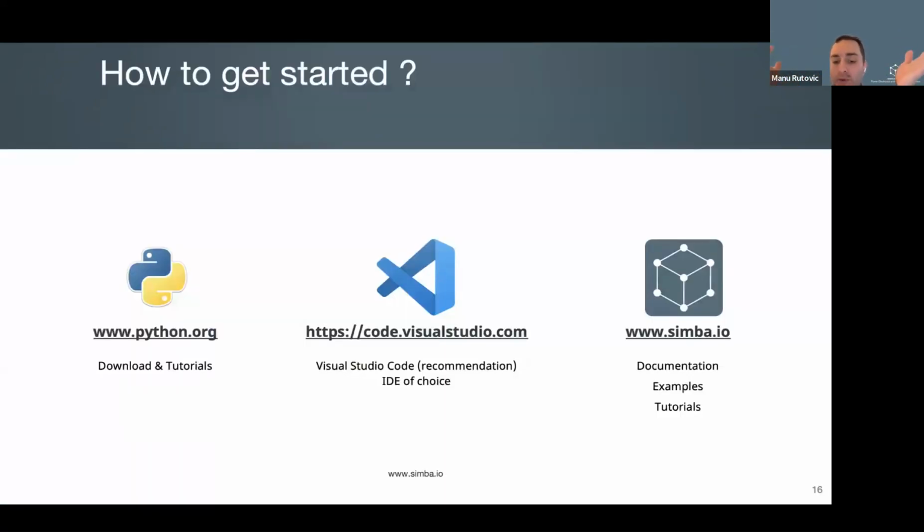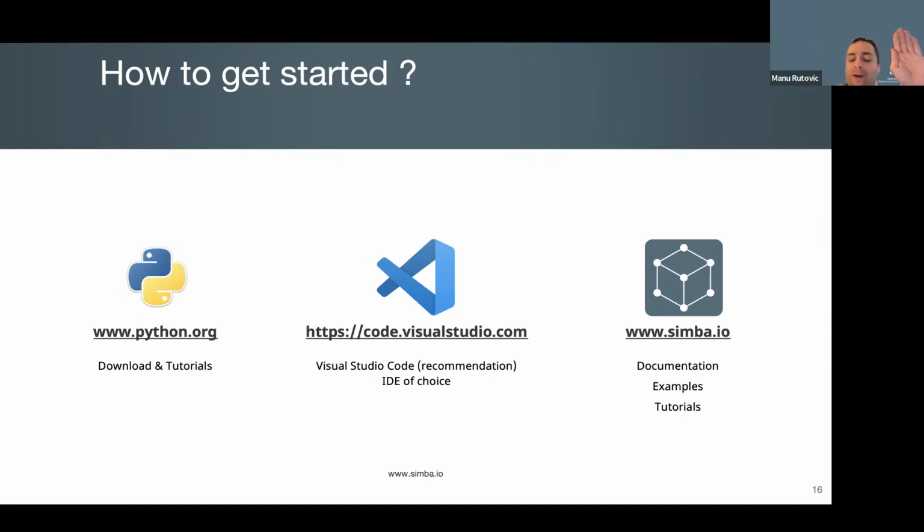Okay, so how to get started? First, you go to python.org. And from there you can download Python. Python is not like MATLAB, where the language and the software that you use to code the language are the same. Python is the language, and then you need to select software to write and run the code.